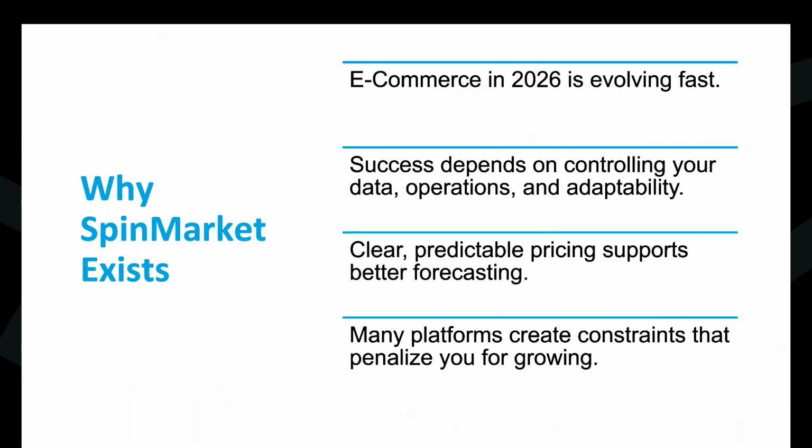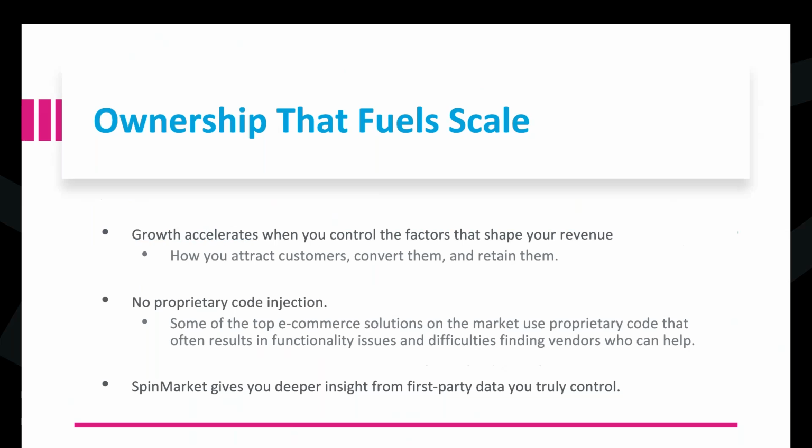SpinMarket was created to give businesses a platform they can truly build on for today and for the future. With that in mind, we're going to go into some of the things that make SpinMarket different. Ownership that fuels scale. Growth happens when you have control over the things that actually influence how your business performs. This includes how you attract customers, how you convert them, and how you keep them coming back to purchase more items. With SpinMarket, you own your site and your data, which means your revenue strategy is not shaped or limited by someone else's platform roadmap.